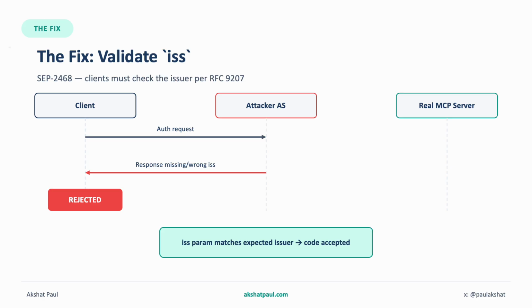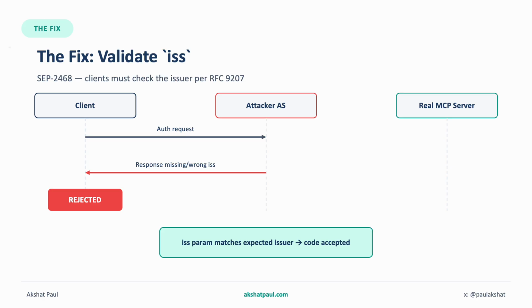Let's walk through the diagram. Same setup, client talking to an attacker server. But now, when that response comes back missing the ISS parameter or with the wrong one, the client rejects it outright. The mix-up attack just doesn't work anymore.